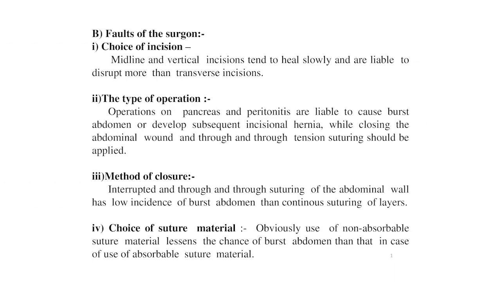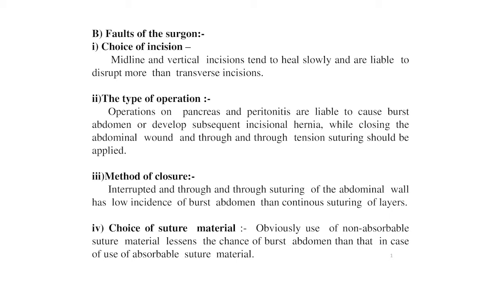Now the second factor which is incriminated to cause burst abdomen is the choice of incision. Midline vertical incisions tend to heal slowly and are liable to disrupt more than transverse incisions. Second, the type of operation. Operations on the pancreas and peritonitis are liable to cause burst abdomen or subsequent incisional hernia. While closing the abdominal wound, through-and-through tension sutures should be applied.